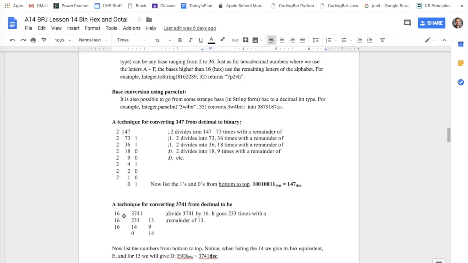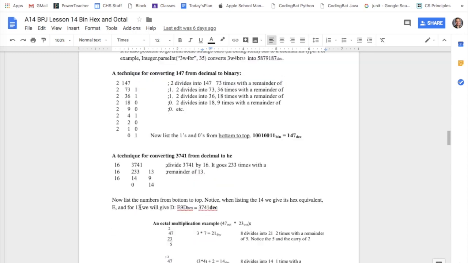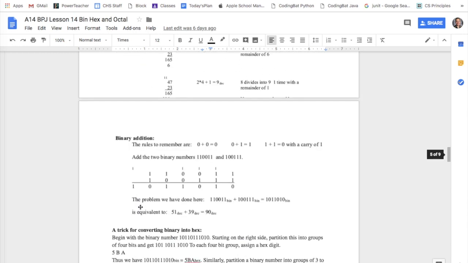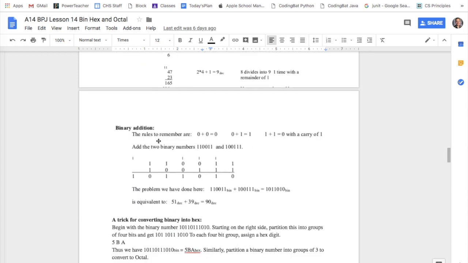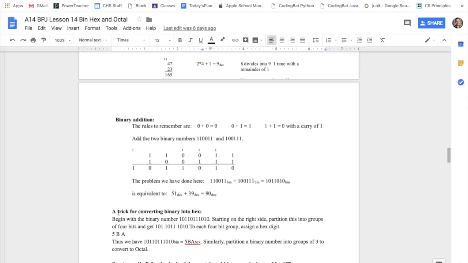You can do the same thing with hex, but that's not normally considered the easiest way to convert to hex. Usually people that convert to hex will convert to binary first, and then they'll group things in 4 numbers when they're converting. All right, so that's what's talked about in the trick for converting binary to hex, right?